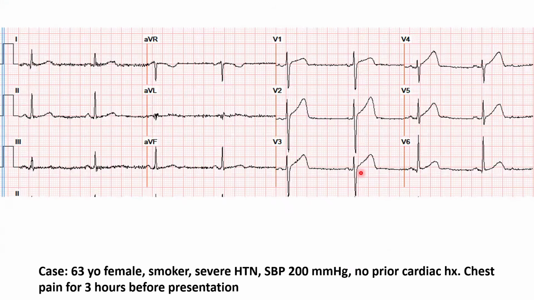This is another case, a 63-year-old female smoker with severe hypertension, no prior cardiac history. She had chest pain for 3 hours before presentation. You can see on this EKG there is mild ST elevation in all of the precordial leads from V1 through V6, especially in leads V4 and V5, where it is approximately 2 millimeters, and where it's particularly discrepant to the QRS size. You have a T wave here and in V5 that almost approximates or exceeds the QRS size.